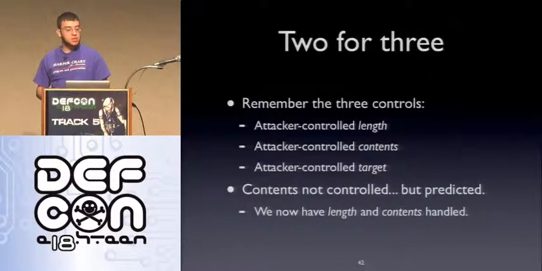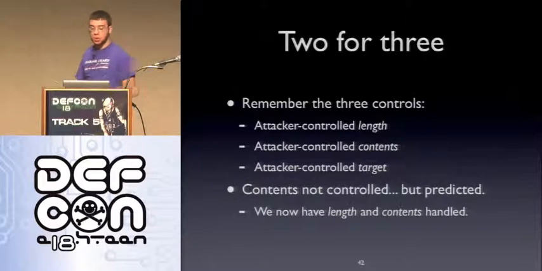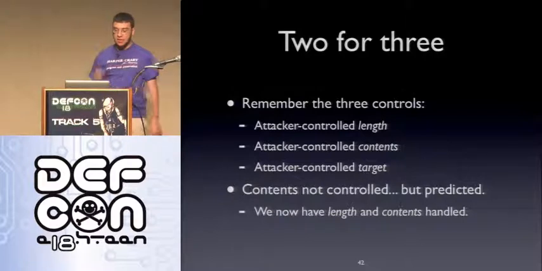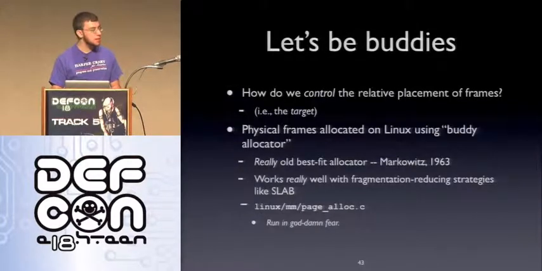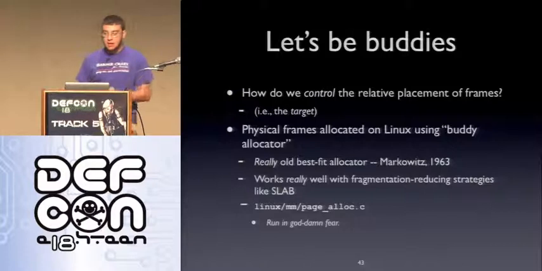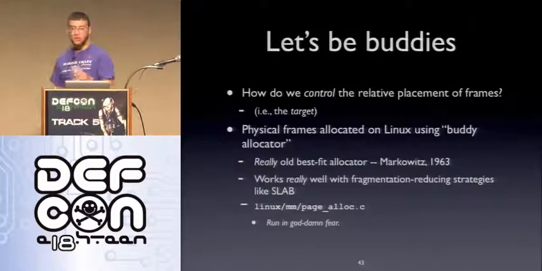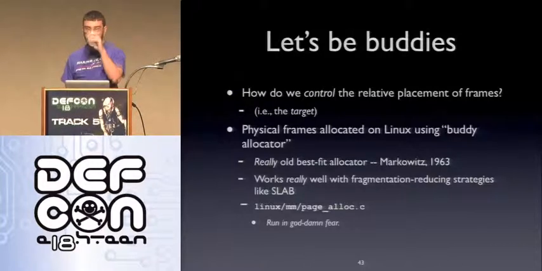There are 3 controls: length, content, target. Contents aren't controlled, but we've predicted them. We've got length and we've got contents handled. Let's hit up the target. So how are we going to control the relative placement of these frames?